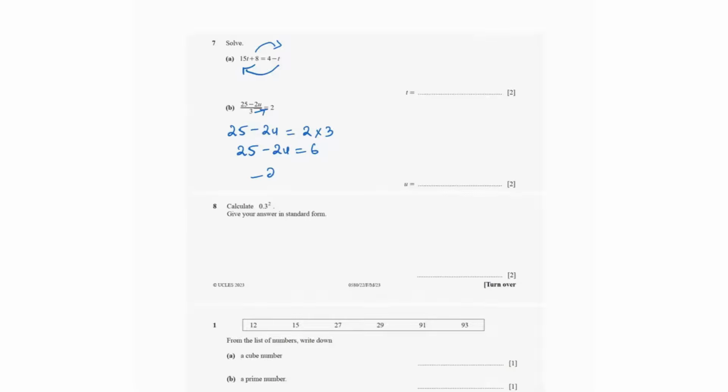Then the solving part is similar to what you've done previously. You take 25 to the other side. 6 minus 25, that is negative 19. u equals negative 19 divided by negative 2. When you're dividing two negative integers, it gives a positive answer. So the negative sign gets cancelled out and u is equal to 9.5 because 19 divided by 2 is 9.5. So that's how we solve this.